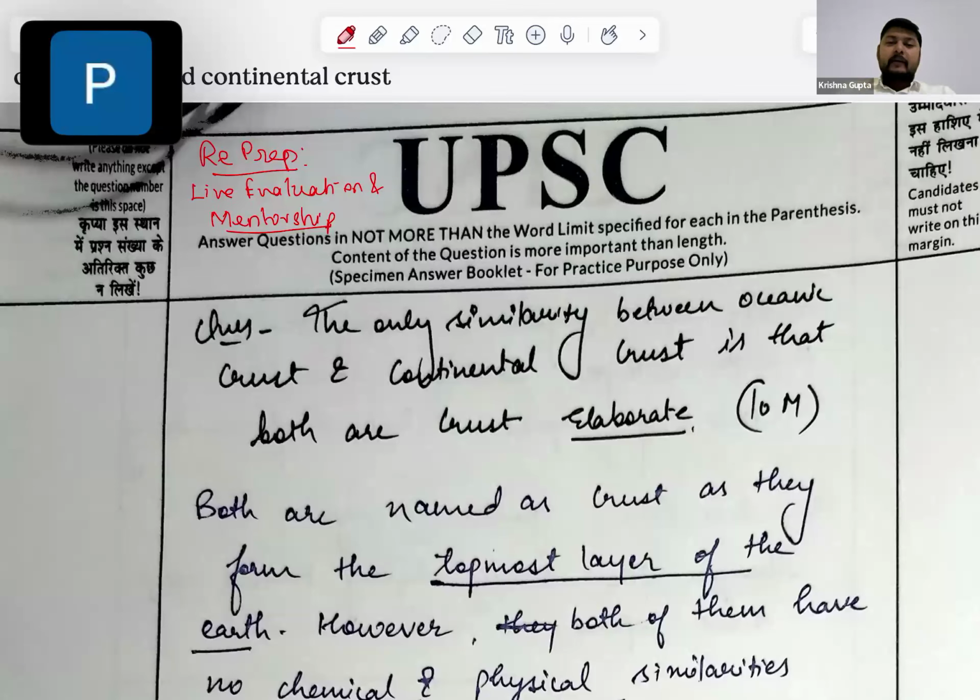Okay, so here in this question, we will see certain aspects which will be taken up from the geography optional perspective. The first question we have for discussion is: the only similarity between oceanic crust and continental crust is that both are crust. Elaborate on this part.